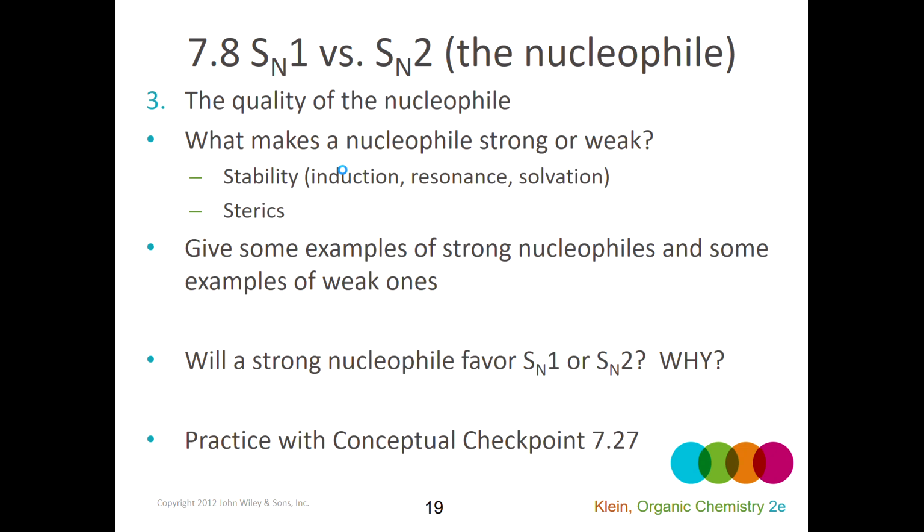Alright, so let's take a look at the next factor, which is the quality of the nucleophile. And we talked about this a little bit when we were talking about SN2. We said if it's going to be SN2, what that means is whatever carbon the leaving group's attached to, the nucleophile has to attack as the leaving group's leaving. We said sterics is a big issue there, but also the strength of the nucleophile is a big issue.